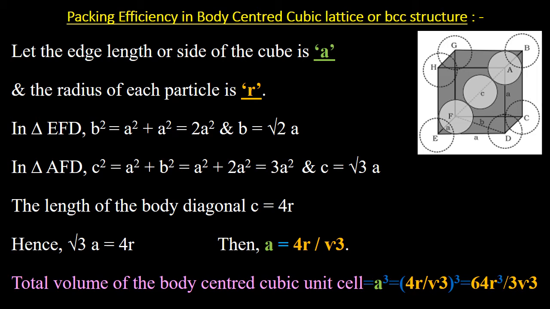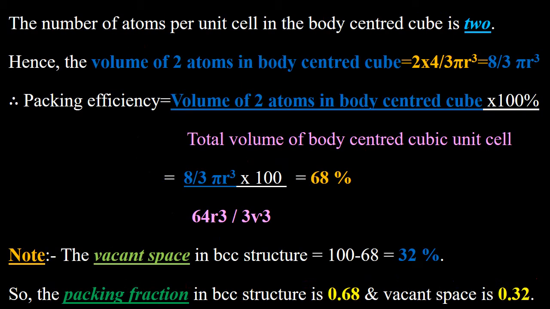Total volume of the body-centered cubic unit cell is equal to a cube is equal to (4r divided by root 3) to the power cube is equal to 64r cube divided by 3 root 3. The number of atoms per unit cell in the body-centered cube is 2. Hence, the volume of 2 atoms in body-centered cube is equal to 2 into 4 by 3 pi r cube, which is equal to 8 by 3 pi r cube.